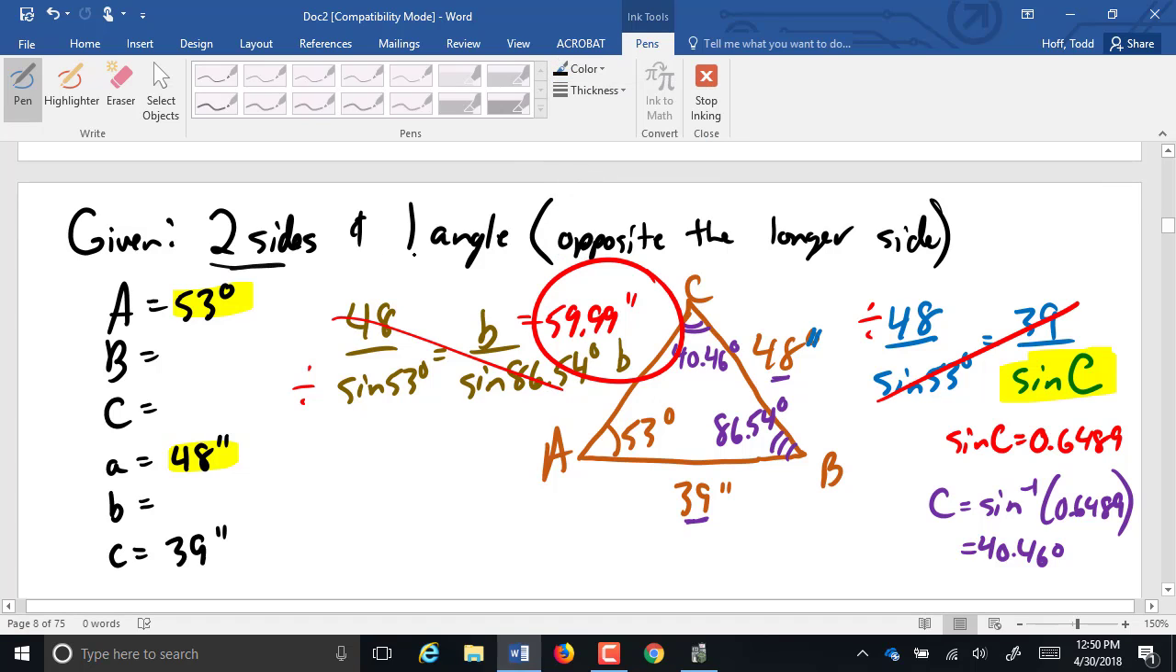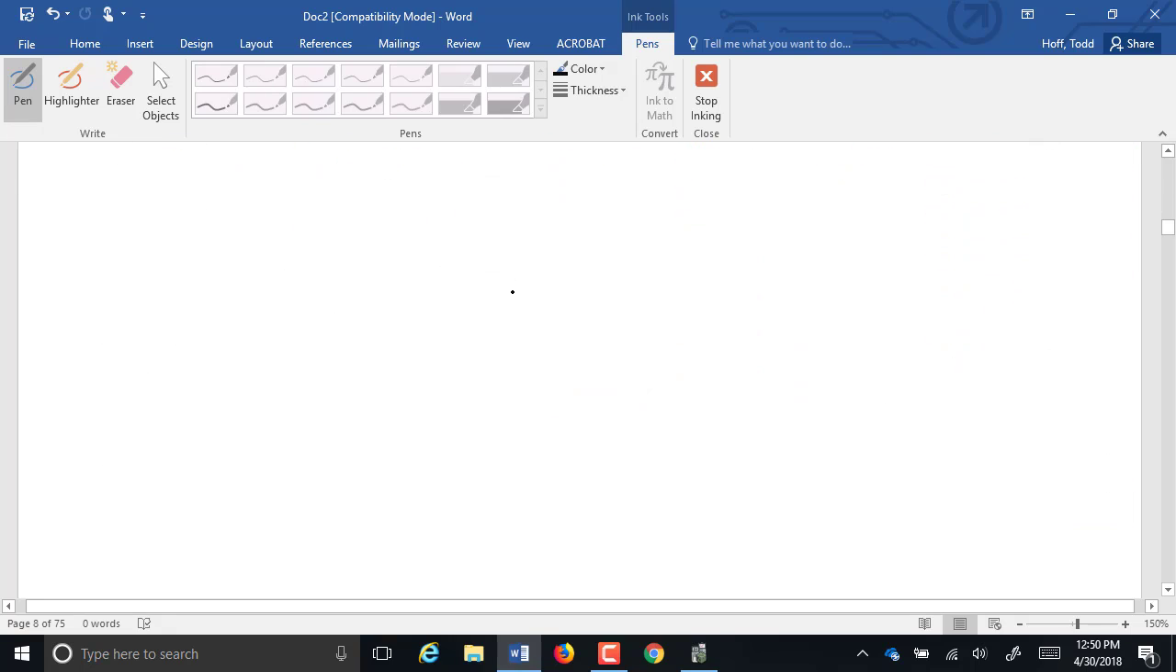So that one worked out just fine. We had two sides and one angle. The angle was across from the larger side. Where there are issues, actually, you know what? We're going to give you two sides and one angle. I'm going to have you guys work on one here.